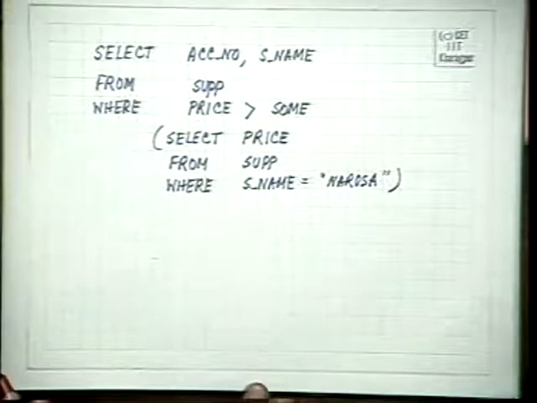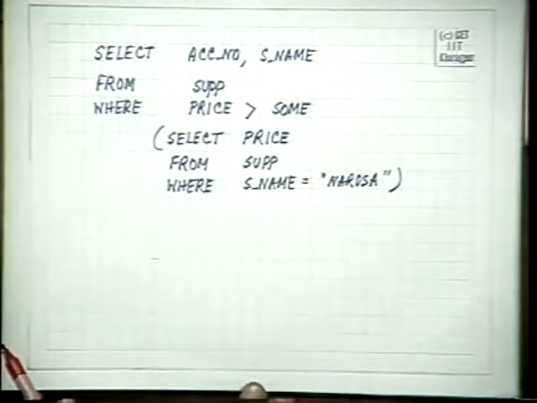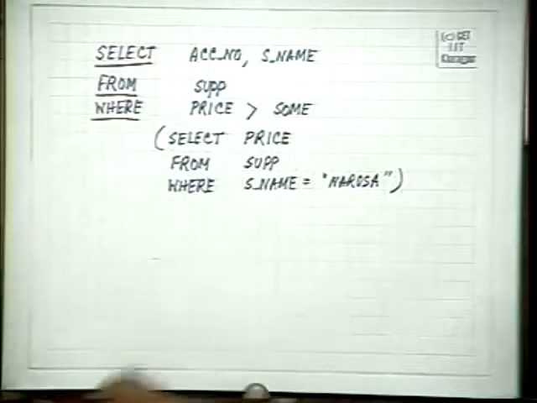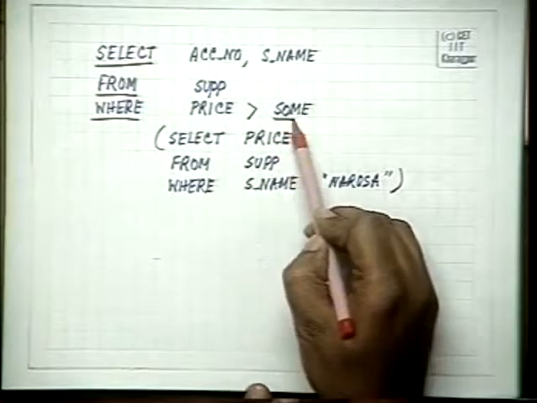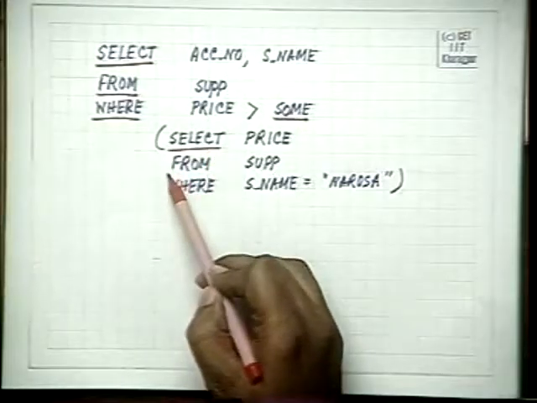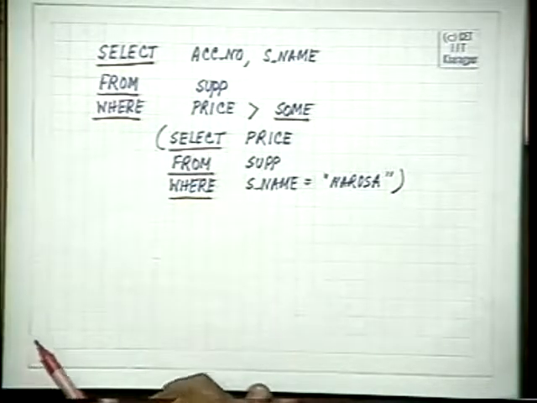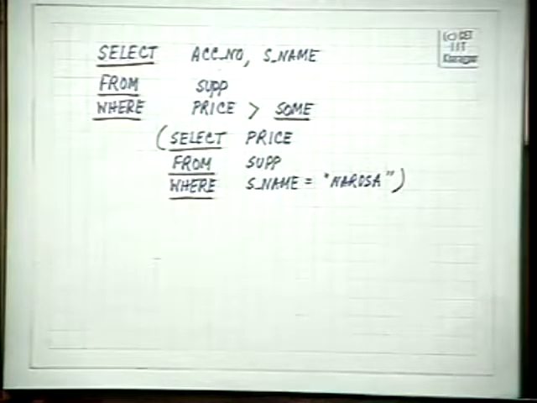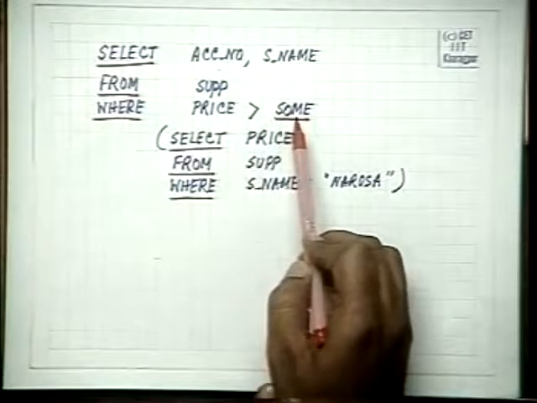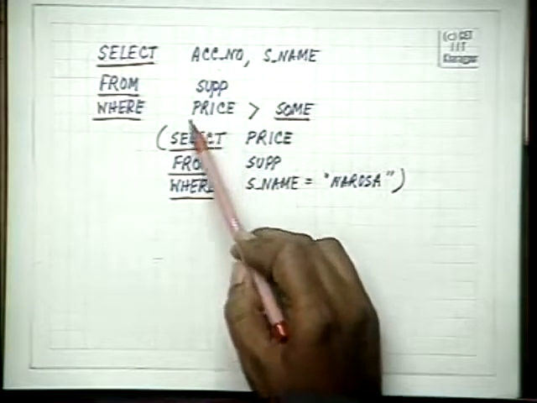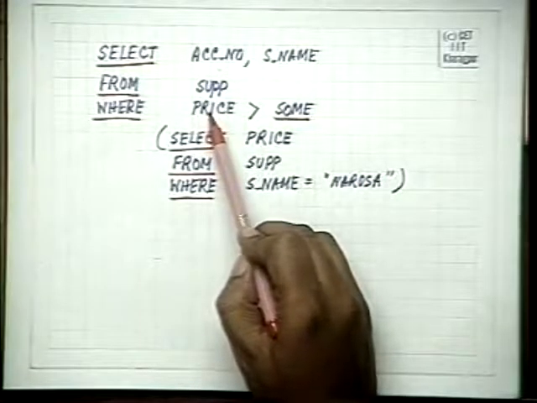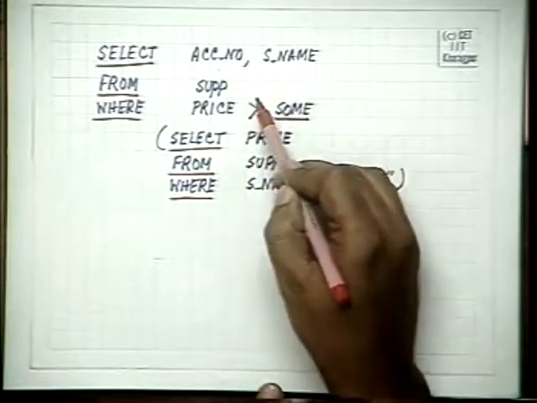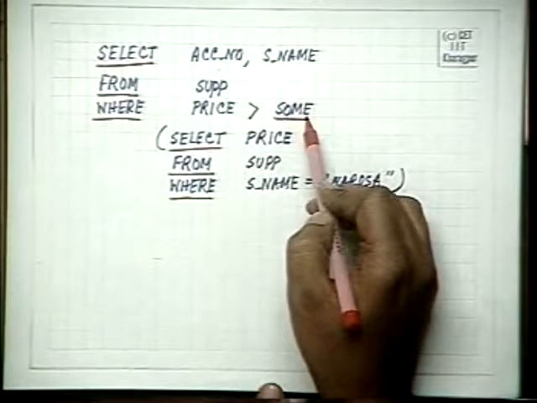The query is like this. This is the same query as the previous one, but it is more logical in the sense it is easier to understand this query directly and therefore to write it as well. Underlined are the keywords. These are SQL keywords. Select accession number, S name from supplier, where price is greater than some. Now from this set, this element is greater than some element in this set. These two together say that this is greater than some element in this set.